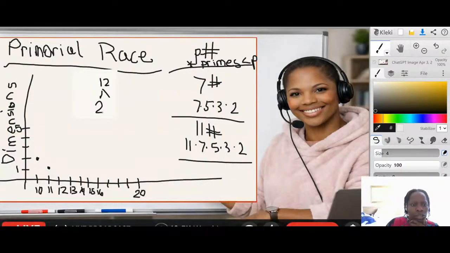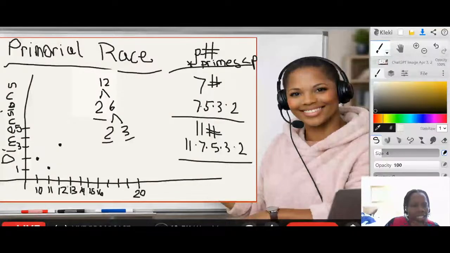Then for 12, 12 is even, so it's 2 and 6. And 6 breaks down into 2 and 3. So that's 1, 2, 3 prime numbers that make up 12. Right? So that's going to be the third dimension for 12. It's a 3D number on level 3. Okay.